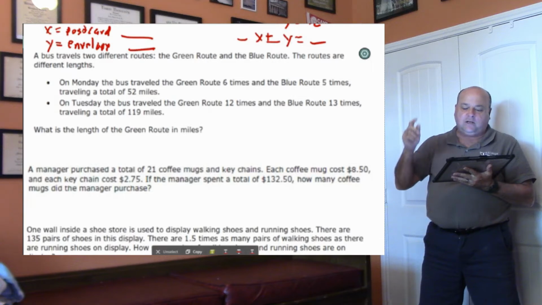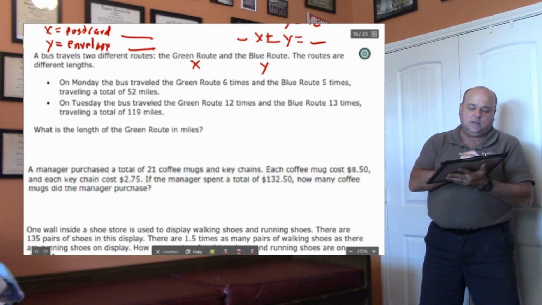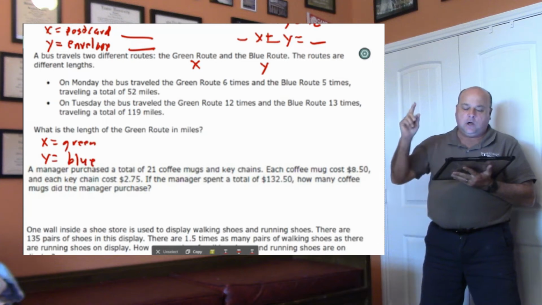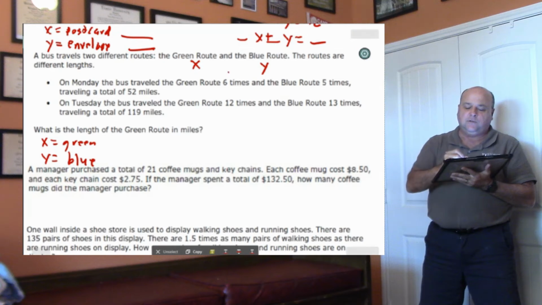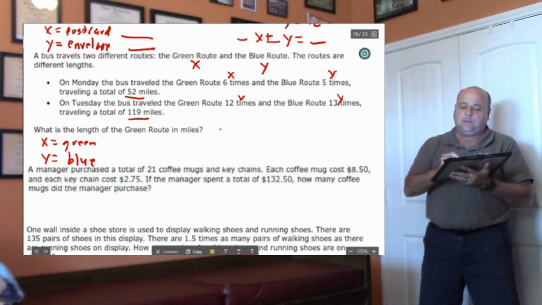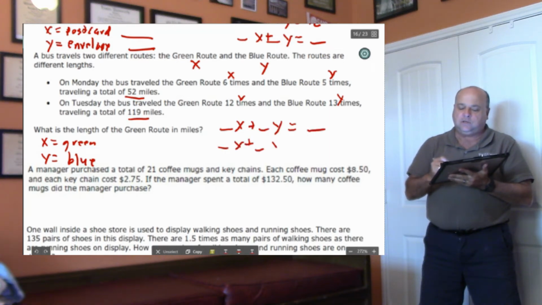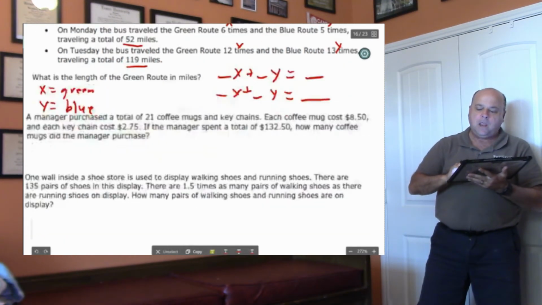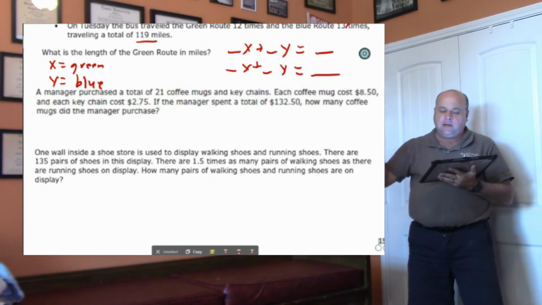The bus travels two different routes, the green route and the blue route, so X and Y. So X equals green, Y equals blue, and then we're going to get our equations. On Monday, the bus traveled the green route 6 times for a total. This is going to be pretty easy. So this will be 6X, 5Y, a total. This will be 12X, 13Y, and a total. So set these up. You're going to have X plus something Y equals a total. I'm not going to do this for you. Hit menu 3 to enter. Boom, you got your answer. Going down to the next one. Should start getting better at this.